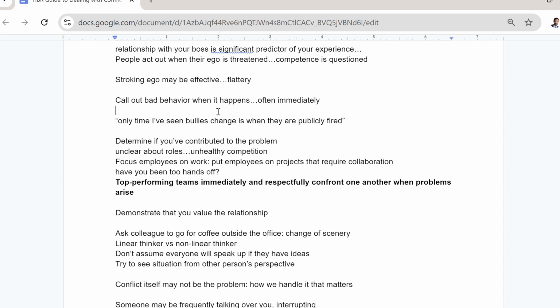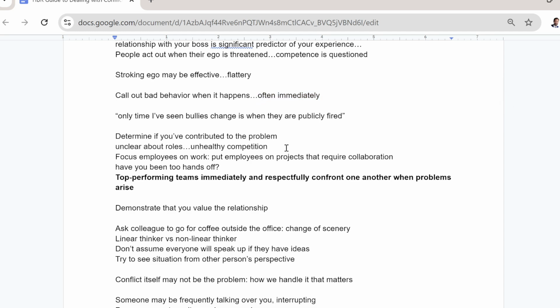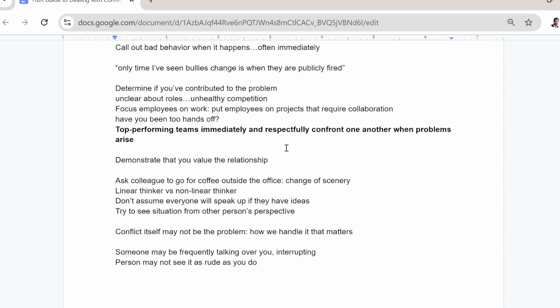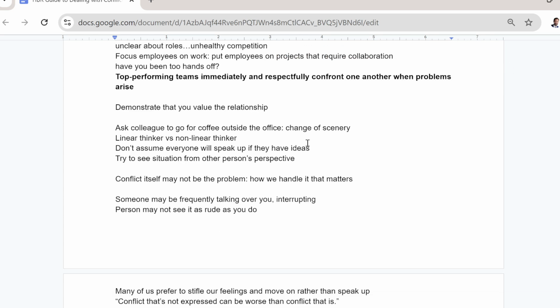Call out bad behavior when it happens, often immediately. Radical candor is a popular approach that's trending these days. Only time I've seen bullies change is when they are publicly fired. So there are people in the workplace that are fundamentally bullies, and you may not be able to change them, but this is one thing that might actually change their behavior.